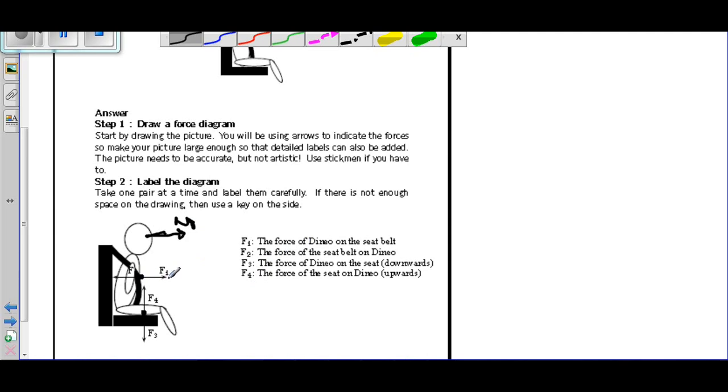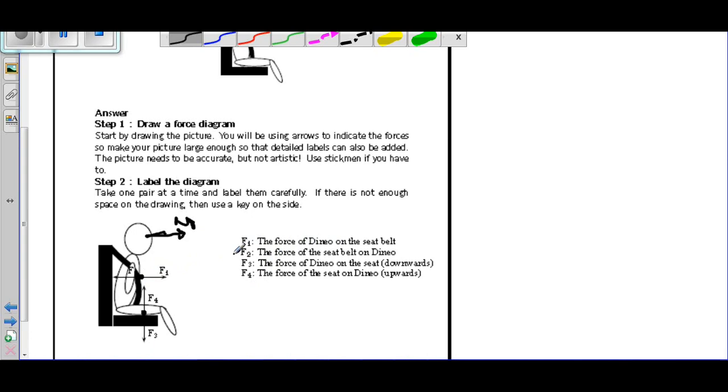And then the action-reaction pair will be that because Dineo pushes the seat belt forward, the force of the seat belt pushes Dineo backwards. So the action-reaction pair here is the force of Dineo on the seat belt, and the counter will be the force of the seat belt on Dineo. That is the one action-reaction pair.